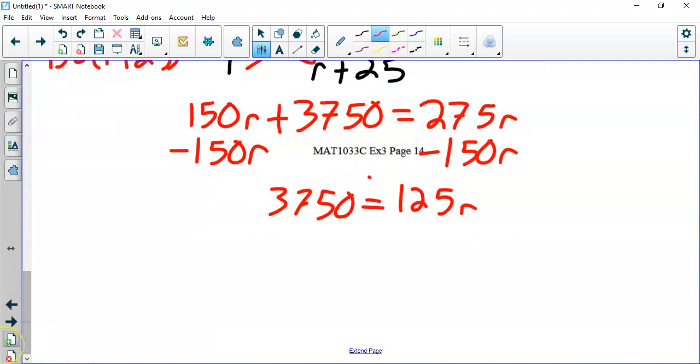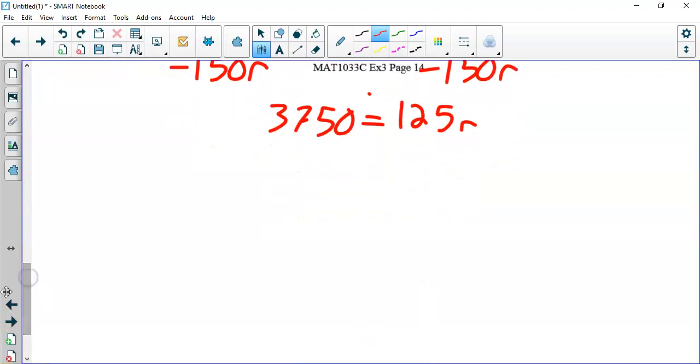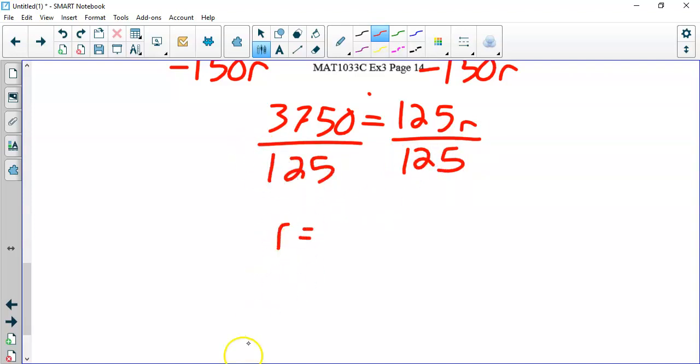Okay. Now what? Divide by 125. Okay. So R is equal to? You got it. Miles per hour. Who is that? Is this the fast driver or the slow driver?